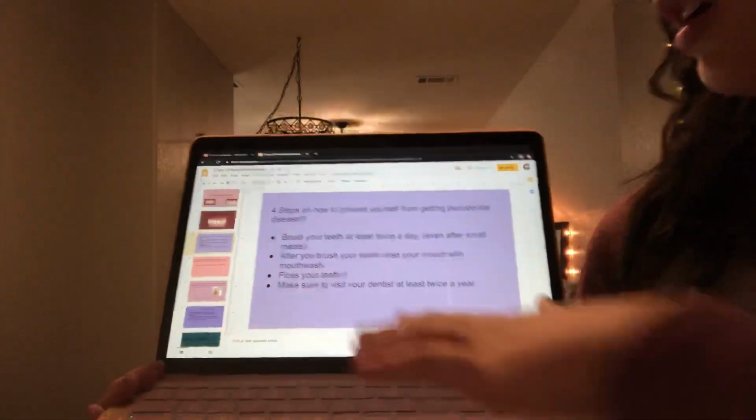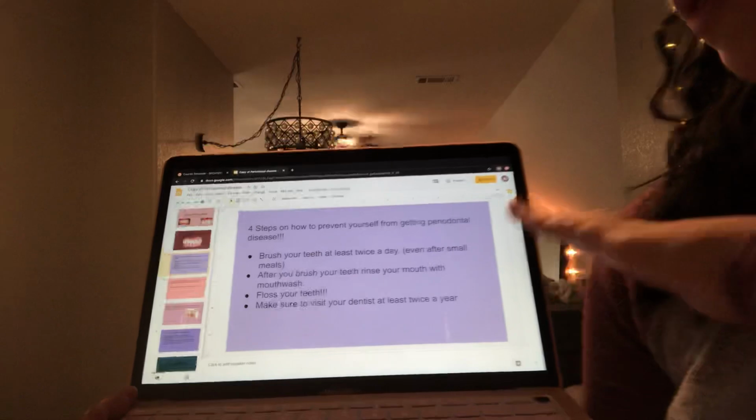And after you brush your teeth, rinse your mouth out with mouthwash. This is really important, because even after you feel like you've brushed your teeth, even after you feel like you flossed your teeth, you need to make sure you have mouthwash in your mouth because it gets rid of all the extra germs that you can't get rid of with just brushing your teeth. It gets rid of all the nasty stuff in your mouth that you really need to make sure you get out.